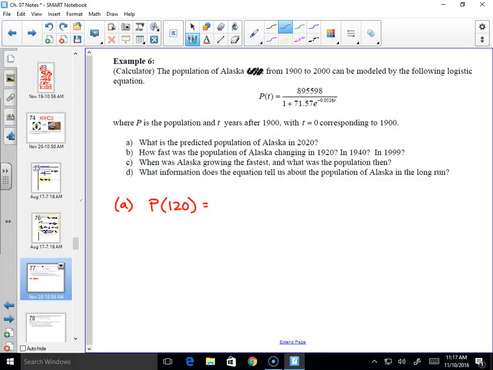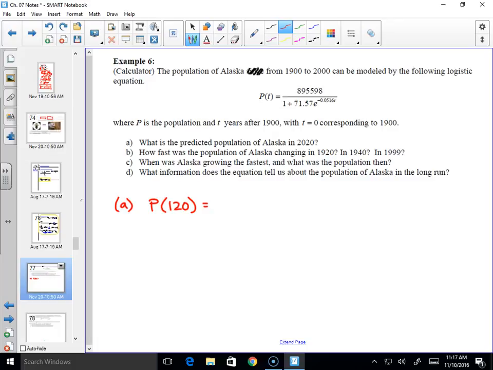Put in your y equals and then do function of. Probably the easiest because it's in our y equals if we need to refer to it later. How do you get the nice little pretty fraction, just in case we need to make sure everything's all nice? Alpha y equals, and then there's a little box. Isn't that cool? A cheater shortcut. 895598 all over 1 plus 71.57.